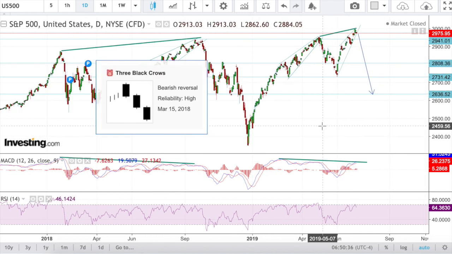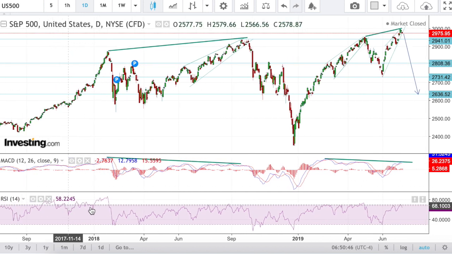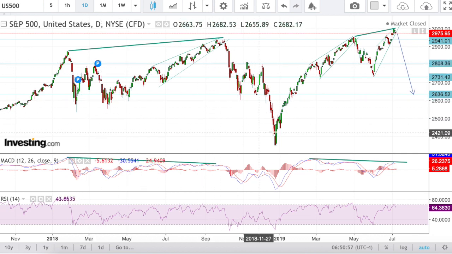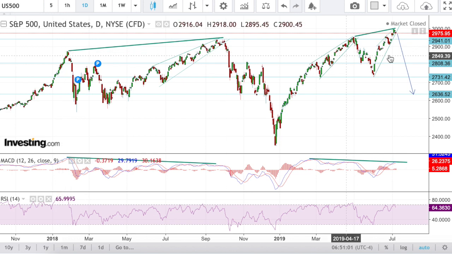Just because this has been a trader's market ever since the very beginning of 2018, when we had this big Trump run. We went way overbought on the RSI, and then we had a nice correction afterwards. And ever since that moment, we've actually been swinging up and down and pretty much going absolutely nowhere.